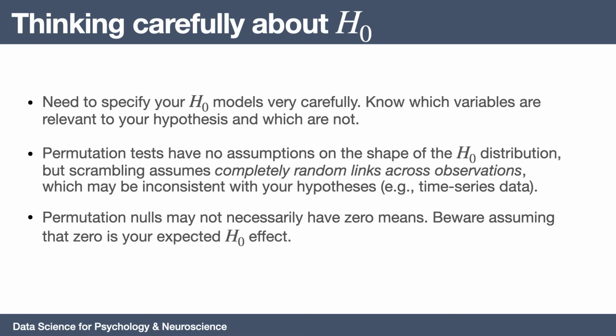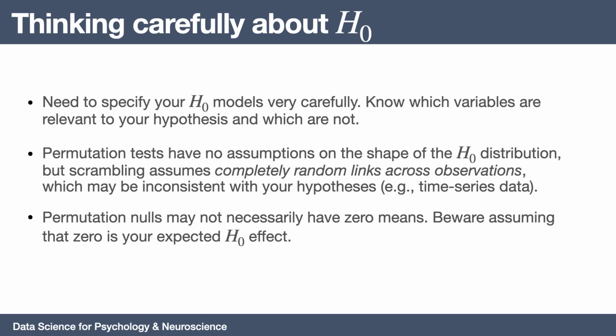Also, permutation nulls may not necessarily have zero means. So you want to be aware of assuming that zero is the expected null effect. Especially when you're controlling for multiple factors that might be correlated with both y, your target variable, and depending on how you did your permutations, your null hypothesis distribution might actually have a non-zero mean.